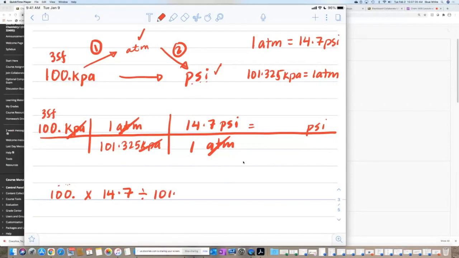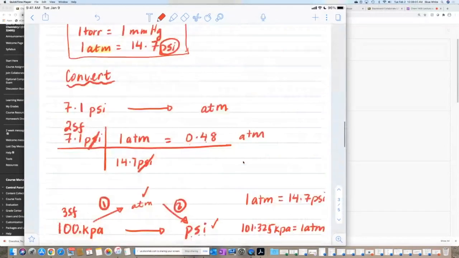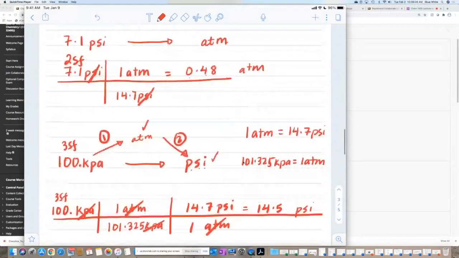Divided by 101.325. Okay? So 100 times 14.7 divided by 101.3. I get 14.507. This remains, this remains, this remains. Everything else gets cancelled. 14.5 psi. That's my answer. Okay. So most of the questions are usually at this level right here.